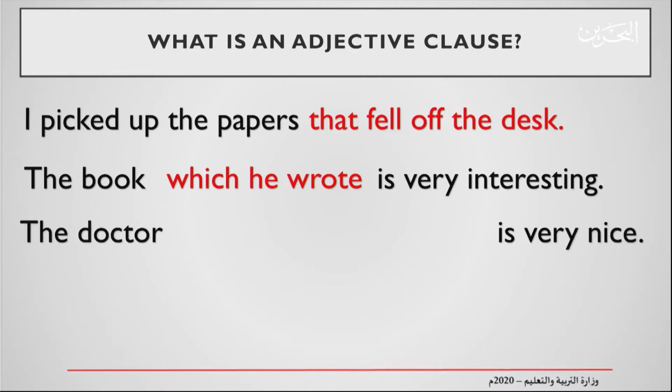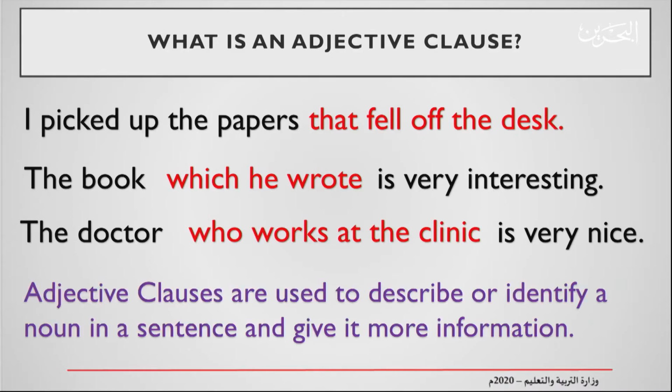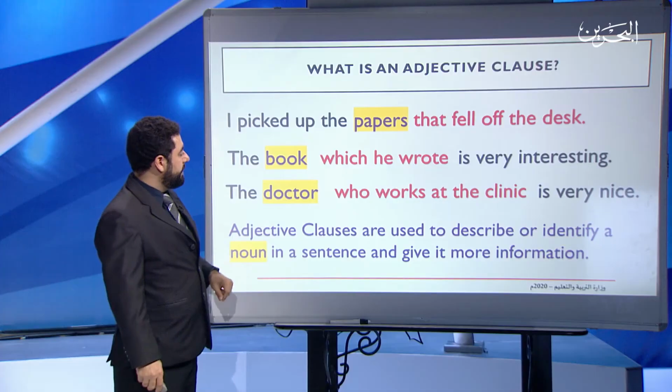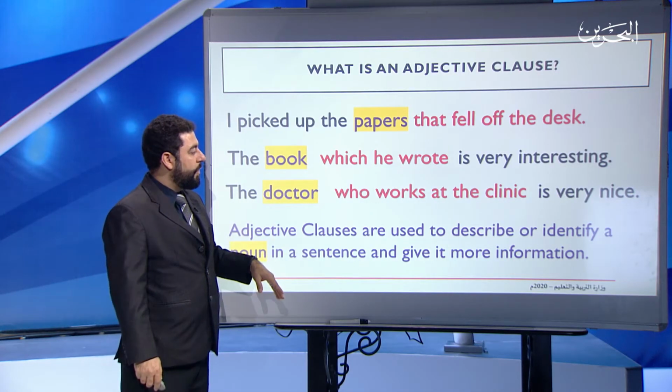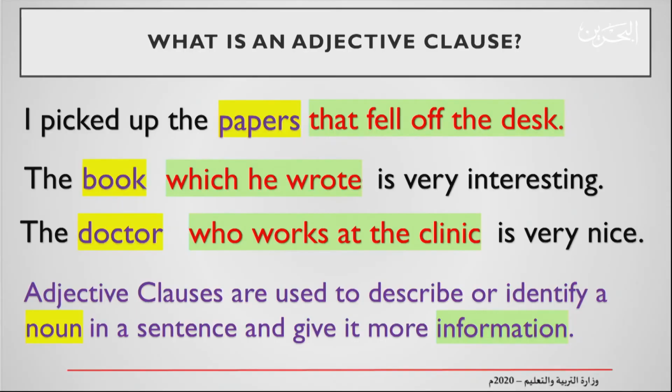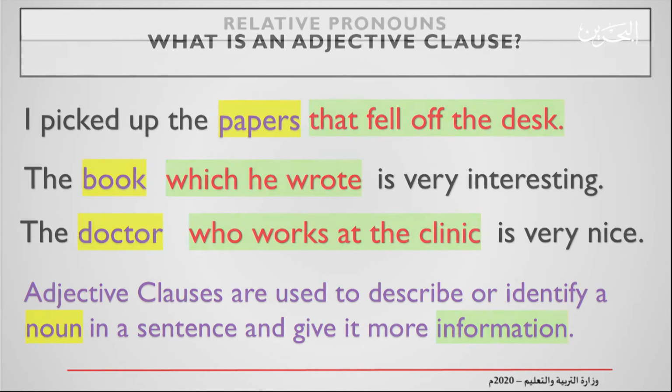A third example, the doctor is very nice, full stop. This is a perfectly fine sentence. Let's add an adjective clause. I say, the doctor who works at the clinic is very nice. So, adjective clauses, okay? Adjective clauses are used to describe or identify a noun, such as these: papers, book, doctor, all right? In a sentence and give it more information. That fell off the desk, or which he wrote, or who works at the clinic.